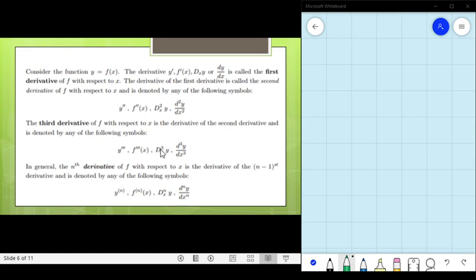And then the third derivative of f with respect to x is the derivative of the second derivative and is denoted by this one: y triple prime, f triple prime, the third derivative of y with respect to x, and this one. In general, the nth derivative of f with respect to x is the derivative of the n minus 1 derivative and is denoted by any of these following symbols. Okay.